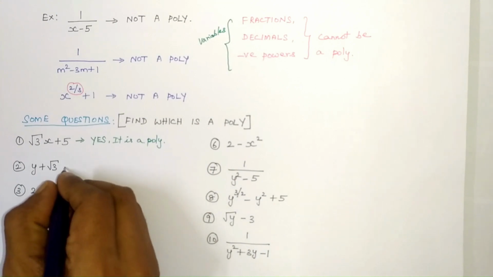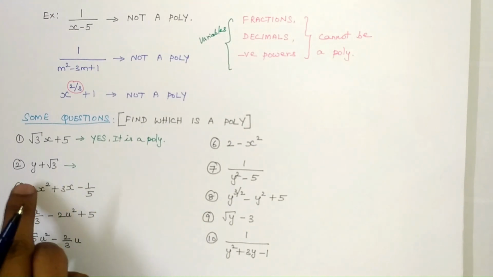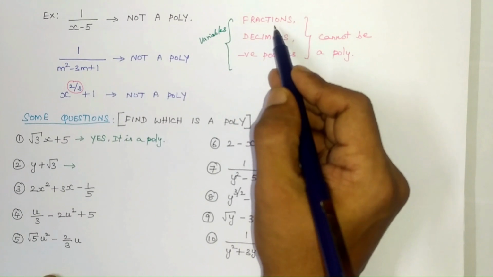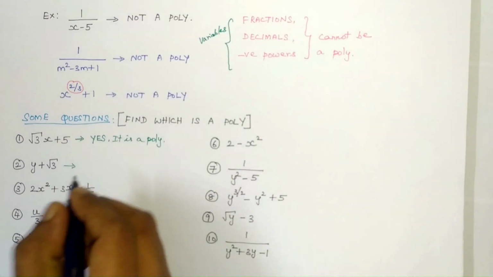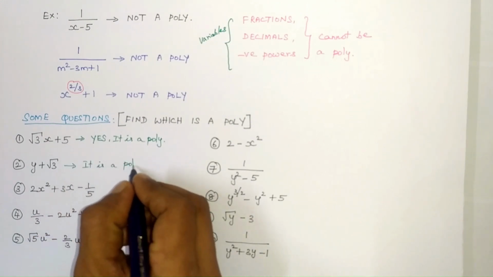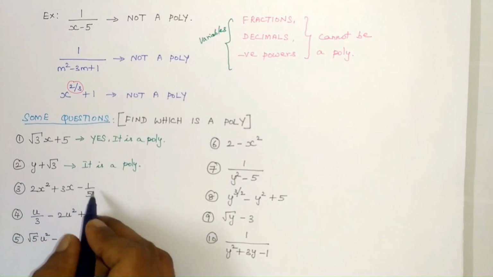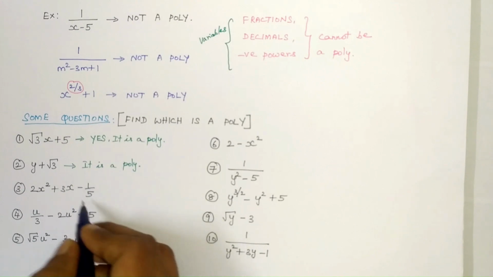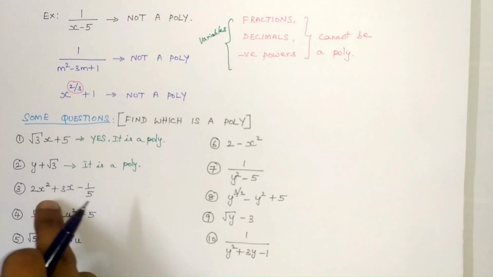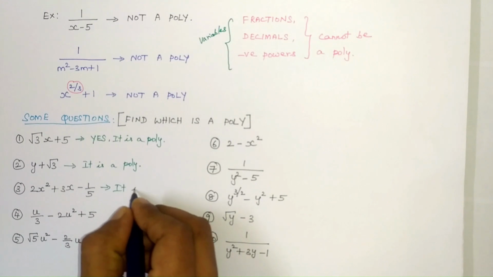Similarly here, root 3 is the constant term, but we have to look only at the variables. y does not have any fractions, decimals or negative powers, so this is also a polynomial. The third one: 2h square plus 3h minus 1 by 5. The constant term is minus 1 by 5, a fraction, that is okay, but for the variables there is no fraction, decimal or negative power, so this is also a polynomial.